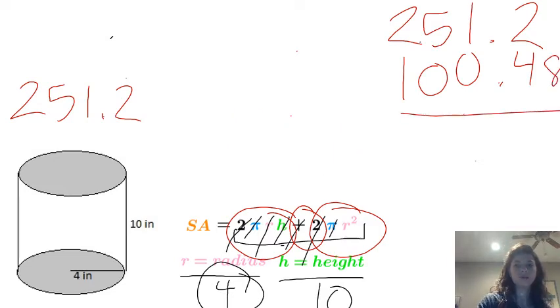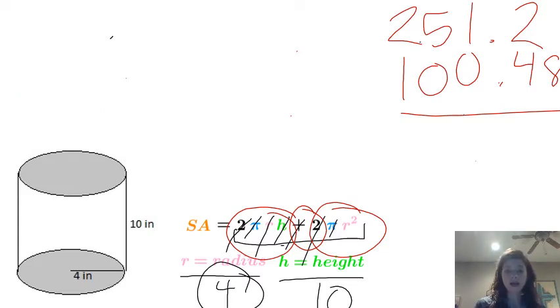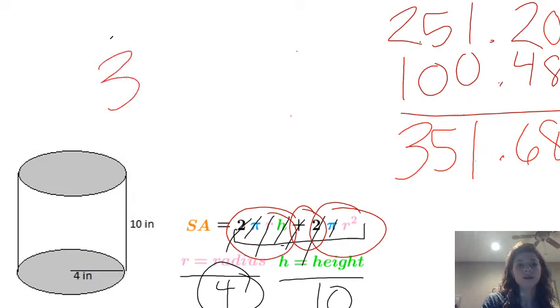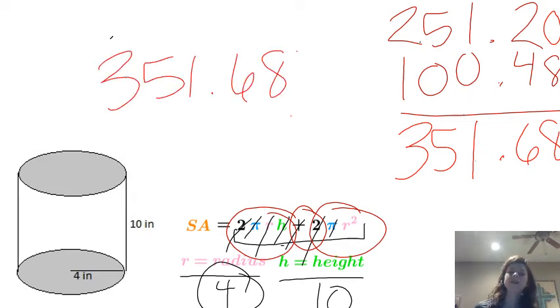So 100.48, 251.2. Okay, let's add them up. Right, there's nothing to add with this 8. If you want to, you can fill in a 0. 0 and 8 give me 8. 2 and 4 give me 6. I bring down my decimal point. 1 and 0 give me 1. 5 and 0 give me 5. And 2 and 1 give me 3. So we got out 351.68. And this is surface area.